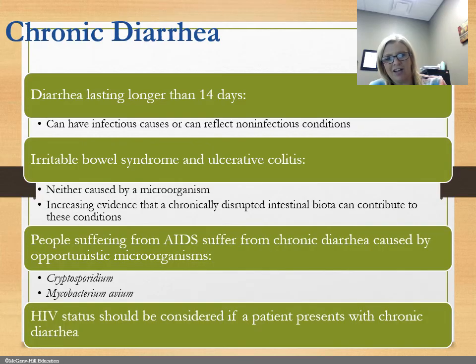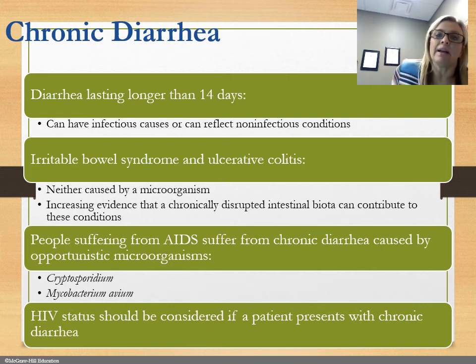So yeah, we're still talking about diarrhea here. You can have a chronic diarrhea that is defined as lasting more than 14 days, all right? And this can have an infectious cause, or it can be a non-infectious condition causing this, like irritable bowel syndrome or ulcerative colitis, which are not caused by a microorganism.